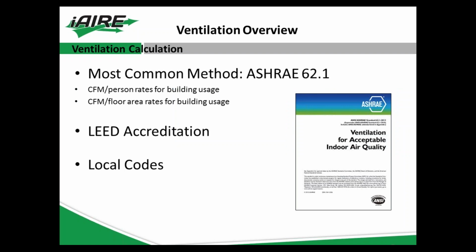Engineers will generally calculate ventilation based on ASHRAE 62.1. That basis comes from a CFM per person rate as well as a CFM per square footage area. Although if the building is going for any sort of LEED accreditation, there will be other ventilation calculations to consider, or if there are local codes, for example, here in Illinois, we have to follow IECC 2015. Any local codes that may apply are also subject to different ventilation calculations.